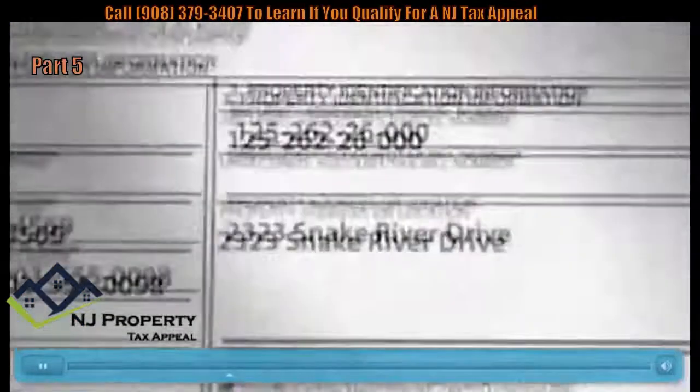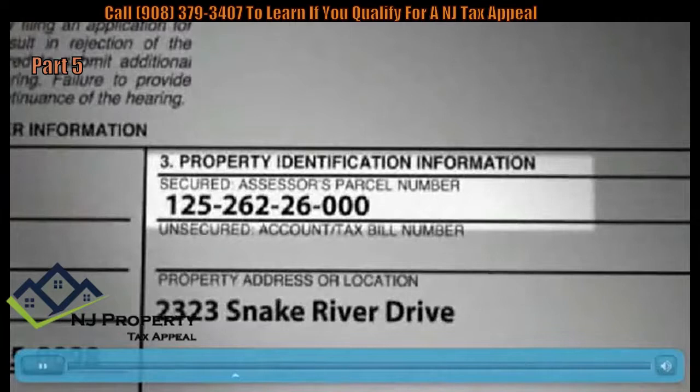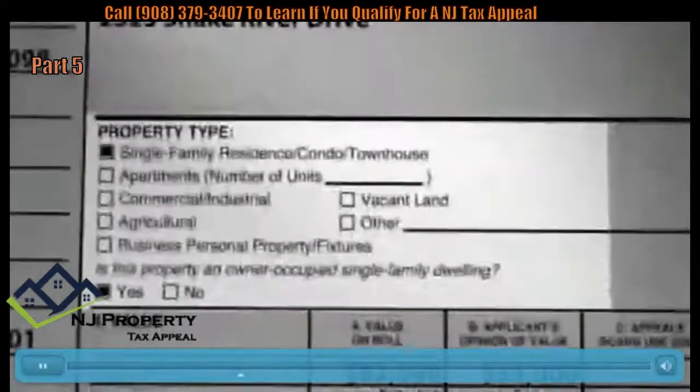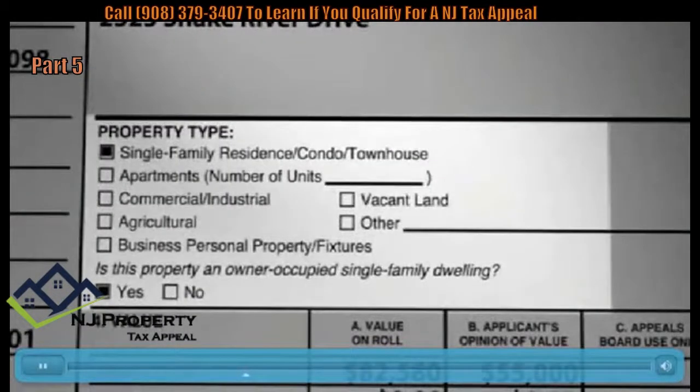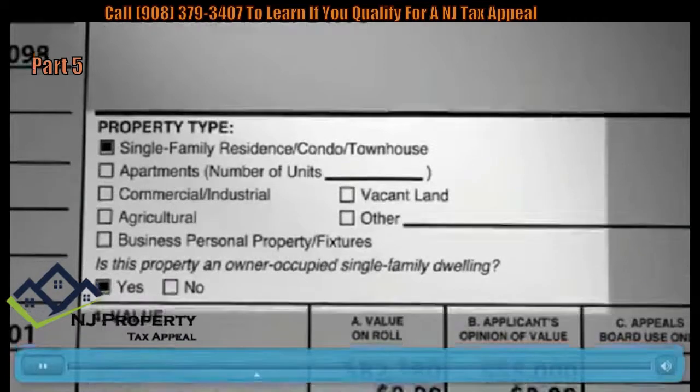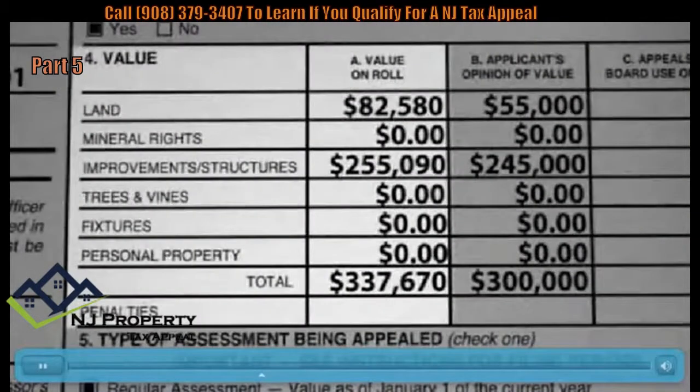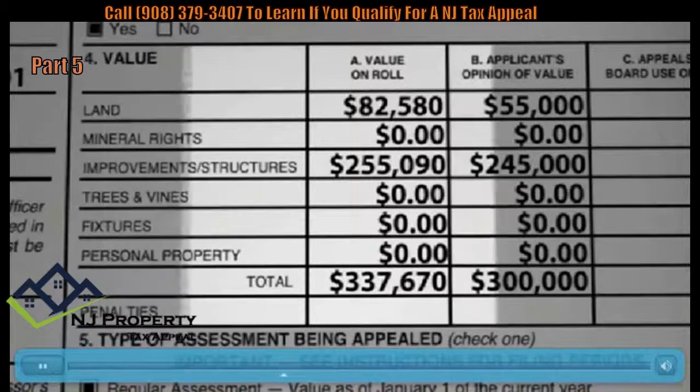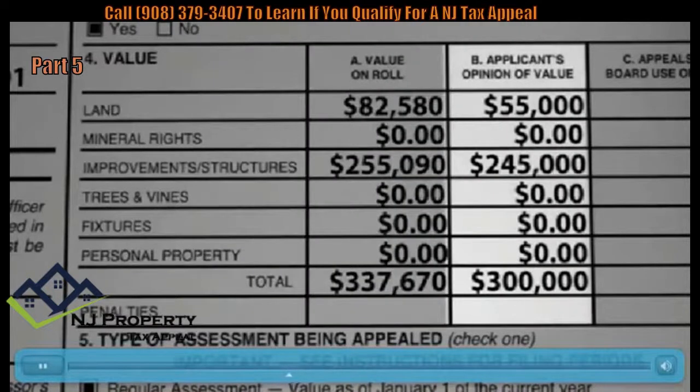It's very important that you correctly enter the assessor's parcel number and check off the type of property in Box 3 so that the county can identify the property assessment that you're challenging. Enter the assessor's roll value of your property in column A of Box 4. If you're unsure of the roll value of your property, contact the assessor's office. Also in Box 4, it's vital that you enter your opinion of value in column B. Your application cannot be processed without this information.